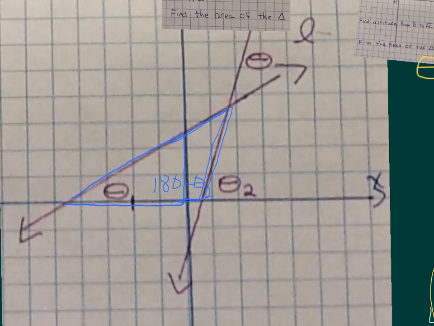And if I wanted to find the measure of this angle, which is congruent to my theta, we can use the idea that the angles of a triangle add up to 180, so we would have 180 minus the sum of the other two angles, 180 minus (180 minus theta 2 plus theta 1). And if we simplify, we're going to get 180 minus 180, and a negative times a negative theta 2 gives us a positive theta 2 minus theta 1, which is this angle, which is also equal to theta. So we can say that the angle between the two lines is equal to theta 2 minus theta 1.